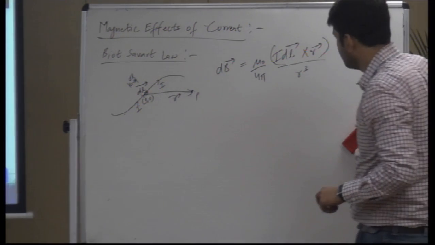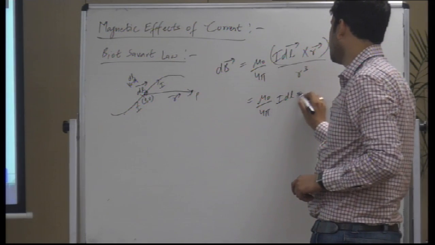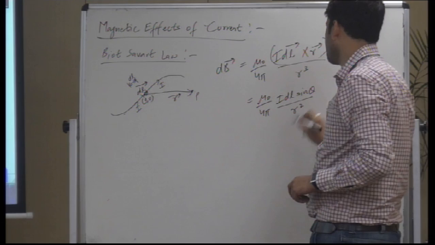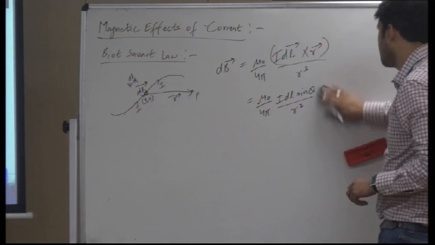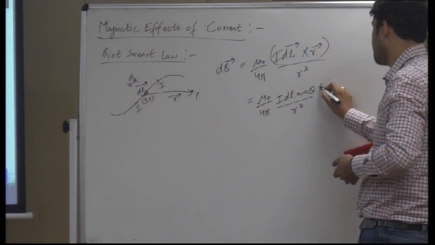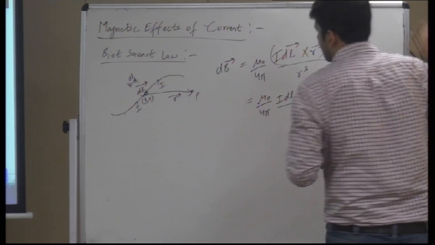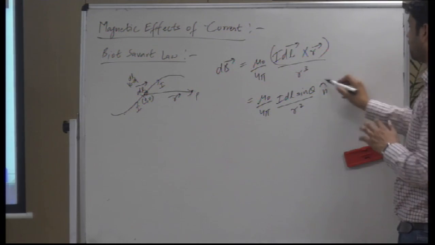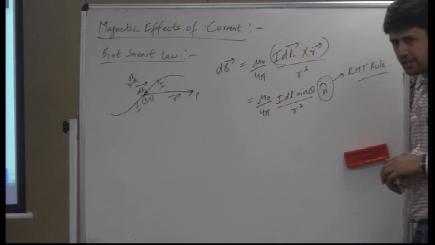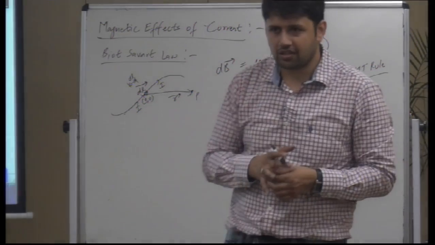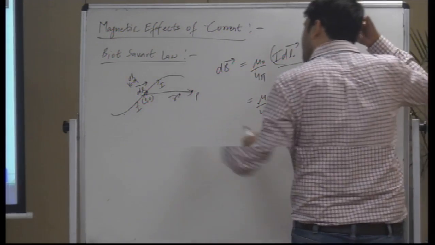Okay? And you already know this thing can be written as I dl sine theta upon r square. Direction would be r cap. Direction of cross product would be n cap, sorry. Is it okay? The direction of n cap can be found using the right hand thumb rule. This you already know. Okay, I'm rushing through all this because you already know this. The only point was dl vector.